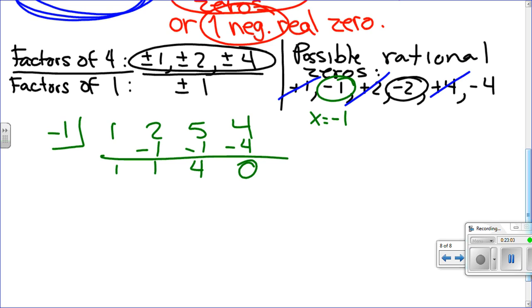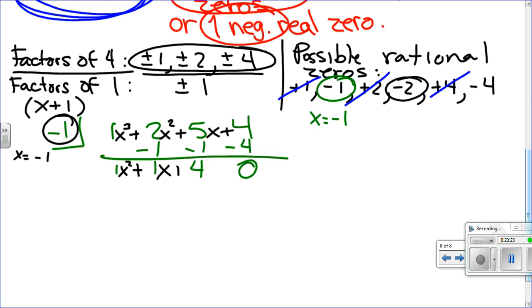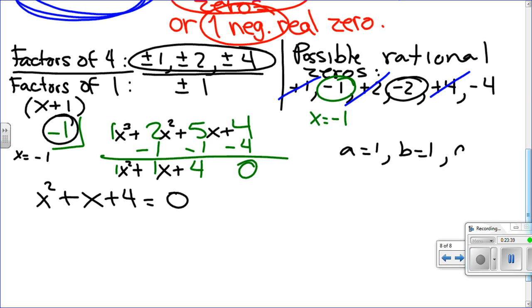We have imaginary. And so we started here with something of degree 3, degree 2, degree 1, and the constant term. So after we divide it by a factor such as x plus 1, because the 0 is x equals negative 1, then we obtain the coefficients for the polynomial 1x squared plus 1x plus 4. And so x squared plus x plus 4 is non-factorable, so we have to rely on the quadratic formula for that one, where the coefficients will be a is equal to 1, b is equal to 1, and c is equal to 4.